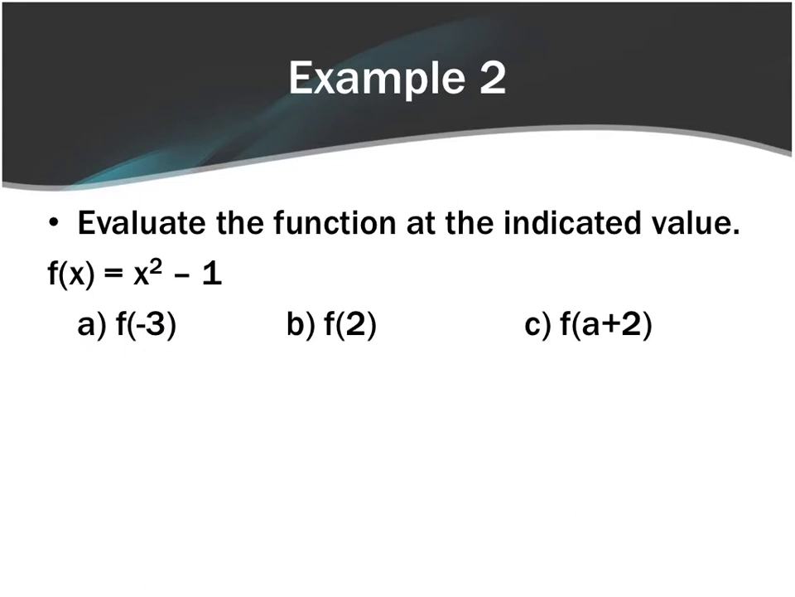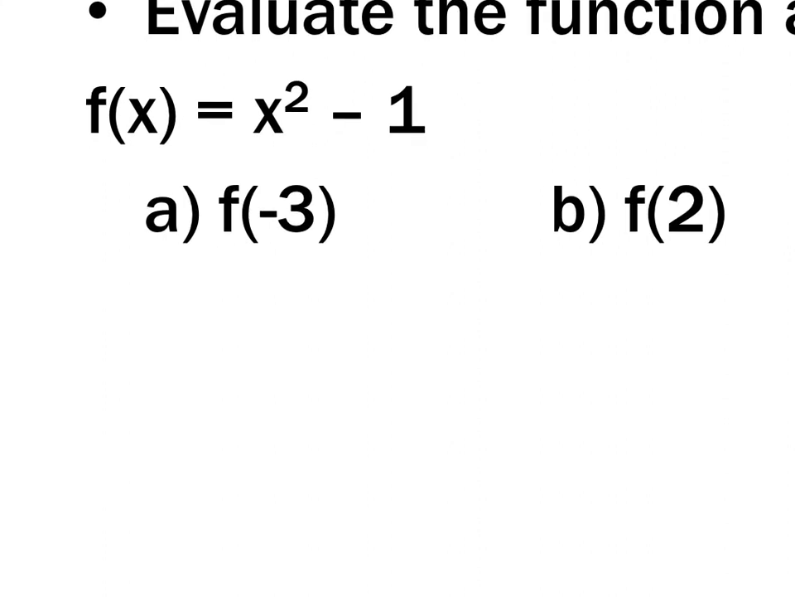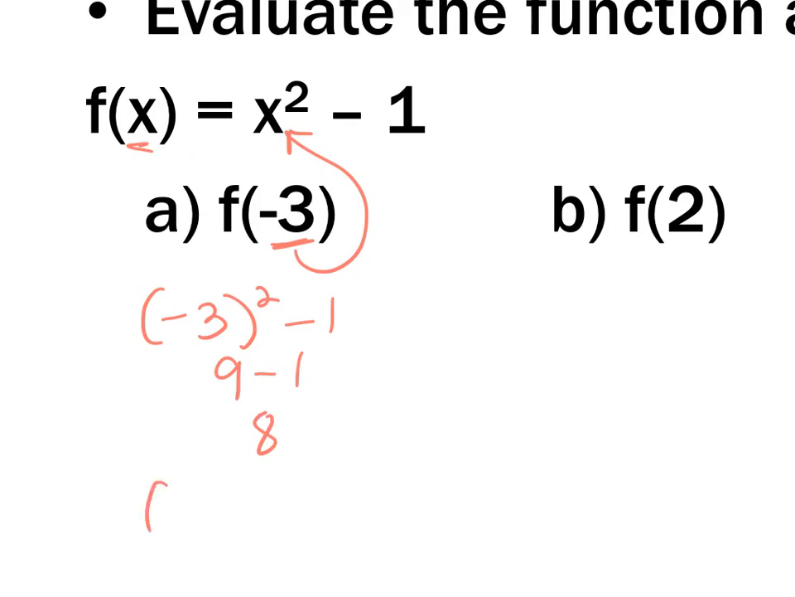And those examples look like this. Evaluate the function at the indicated value if f of x equals x squared minus 1. So for A, if f of x, we're saying the x is now -3, all I have to do is take the -3 and plug it in the place of the x. So -3 squared minus 1, 9 minus 1 is 8. So f of -3 equals 8.